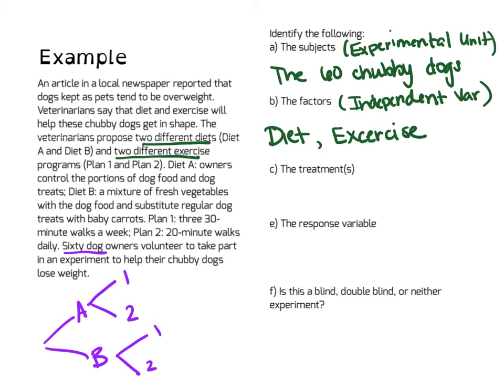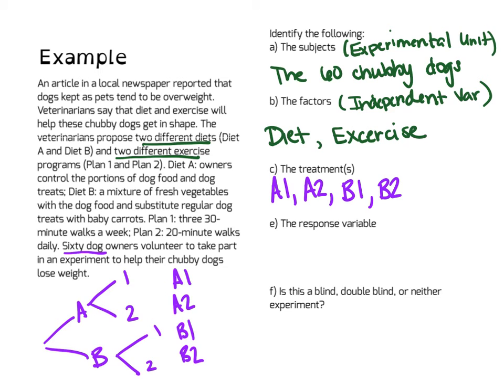So you can see here, my treatment groups are going to have to include this branch right here, A1, this branch, A2, B1, and B2. So those are the actual treatments, the actual treatment groups, and that's how you do this. You look at your groups. What do I need to make this work? I need A1, A2: diet A, plan one; diet A, plan two; diet B, plan one; diet B, plan two. Those are my treatments, the specific condition being applied to the groups.